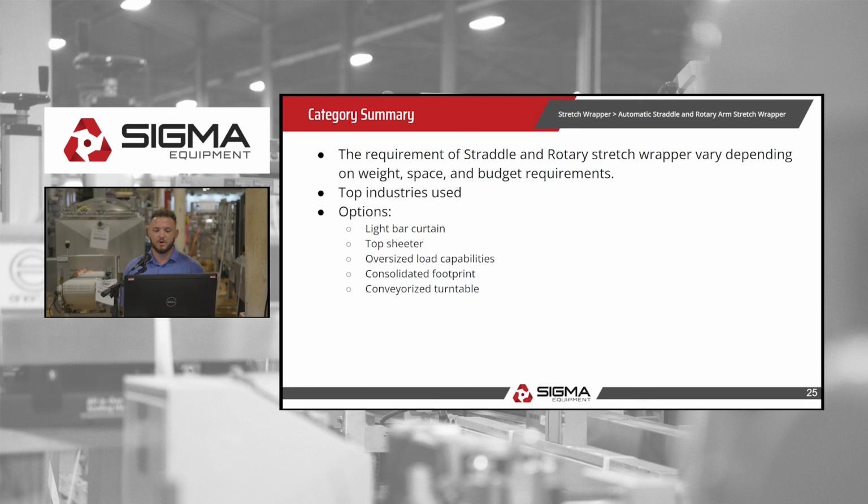Category summary. So the requirement of rotary and straddle stretch wrappers vary depending on weight, space, and then the customer's budget requirements. We learned today what the top industries these are used in and the different options that vary with it. Are there any questions?